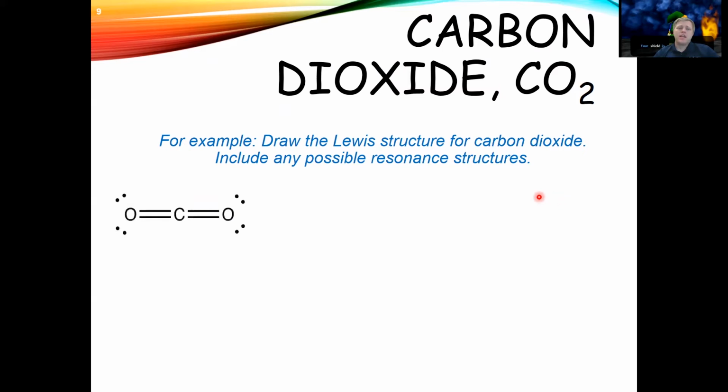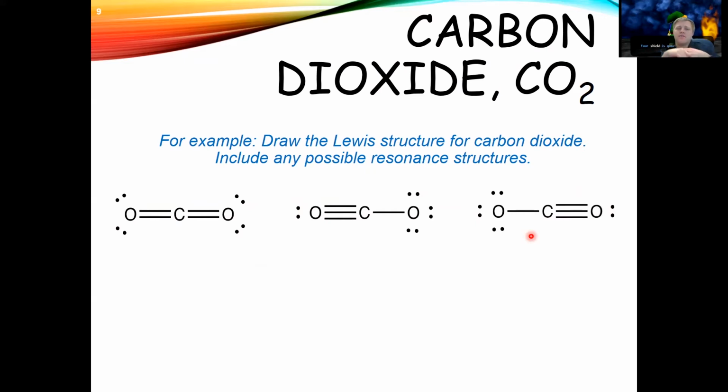So carbon dioxide has a Lewis structure that looks like this. We've got carbon in the middle, it's double bonded to both oxygens, and both oxygens have a lone pair. Well, it turns out this isn't the only way you could distribute all of these electrons. You could also distribute them in these 2 patterns, right? Where carbon is triply bonded to one oxygen, singly bonded to another. And in these cases, each atom still has a full octet.